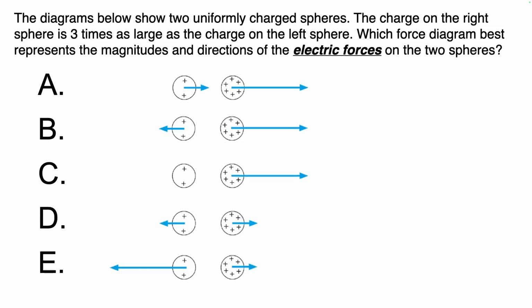Thirty seconds. Okay, pick something if you haven't yet. Even if you're guessing, turn to your neighbors and tell them what you think is the correct answer.